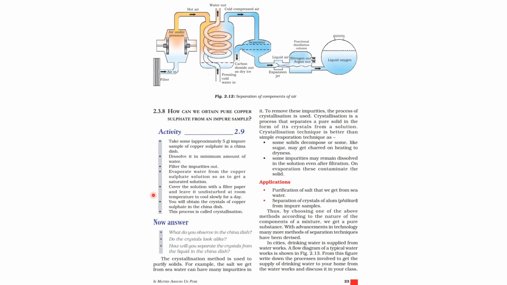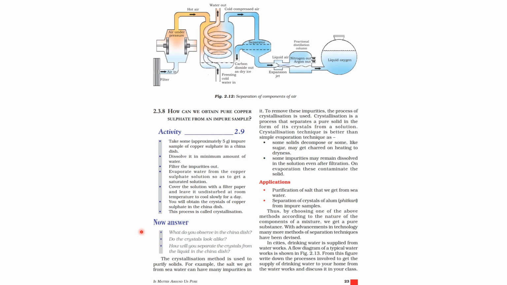Place the china dish on the table. After covering it with a watch glass, leave it undisturbed at room temperature to cool slowly for a day and observe thereafter. Observation: crystals of copper sulfate can be seen in the china dish along with the mother liquor. That's the residual liquid which is left after crystallization.